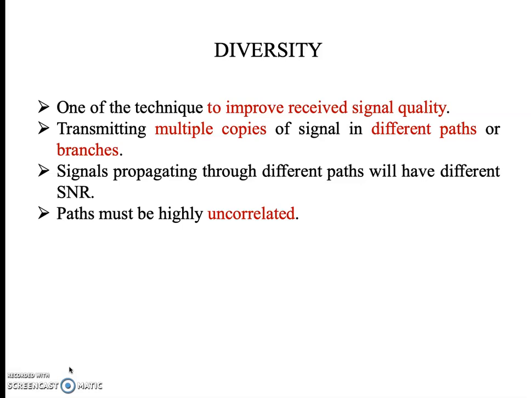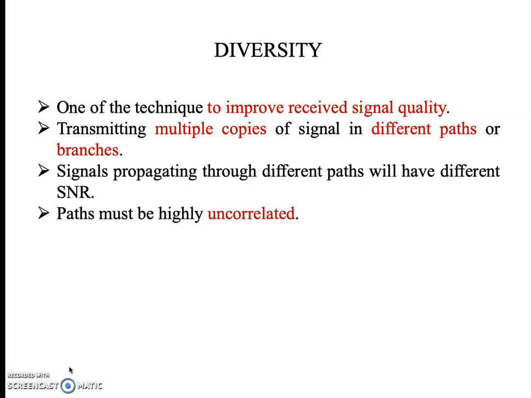The principle behind diversity involves transmitting multiple copies of a signal in different paths, or we can say in different branches. Usually, we will transmit a single copy of a signal from a transmitter and the same will be received at the receiver side. But in diversity, in spite of transmitting a single copy of a signal, we are going to transmit multiple copies. This diversity technique can be applied either at the transmitter side or at the receiver side.